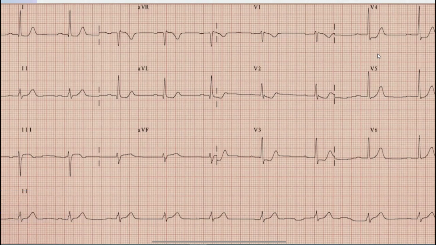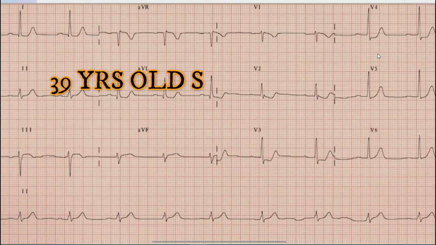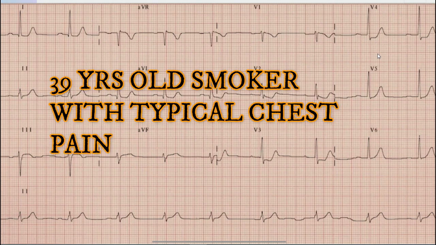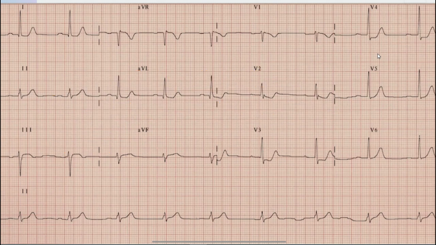This ECG is of a 39-year-old gentleman who was a chronic smoker and presented to the emergency department with typical chest pain of 1 hour duration.